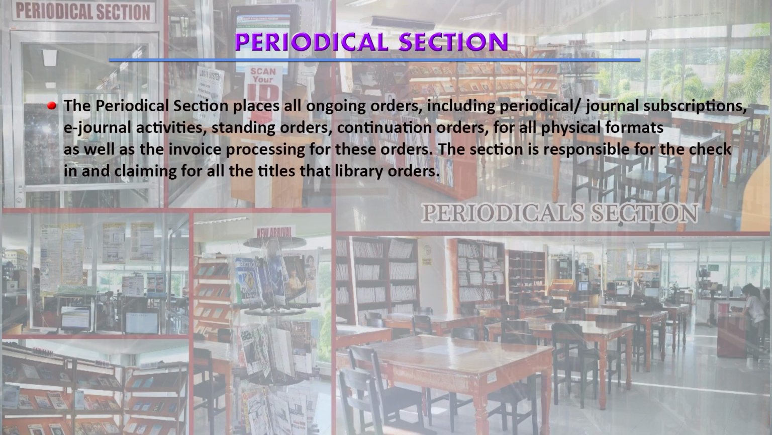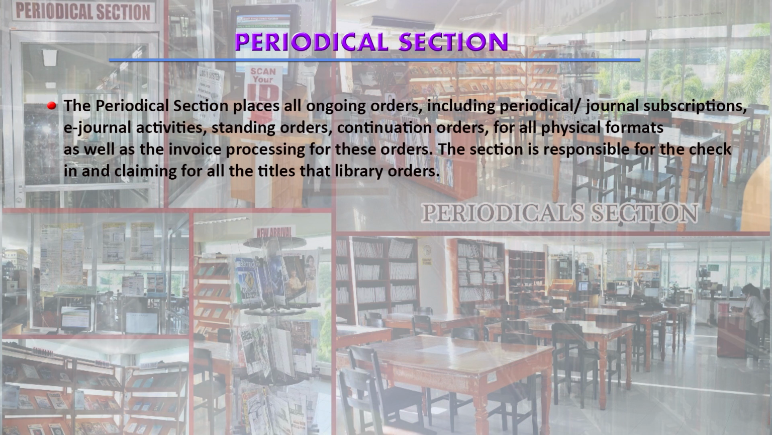The next section in this context is the periodical section. As the name suggests, this is the section where periodicals, journals, magazines, serials are kept. The periodical section places all ongoing orders including periodical journals, subscriptions, online journal activities, standing orders. Standing order means an order for a periodical to be bought in the library as and when it is published. Continuation orders for all physical formats as well as the invoice processing for these orders.